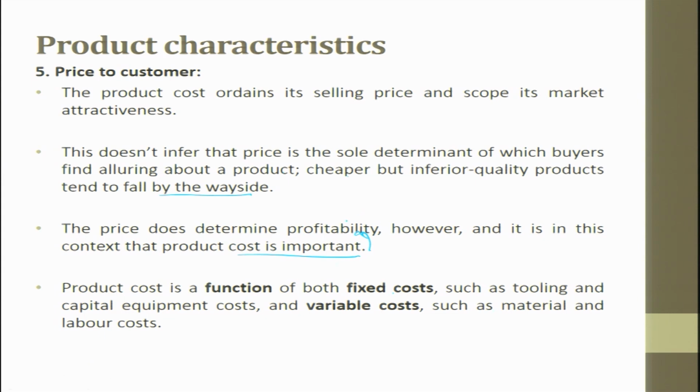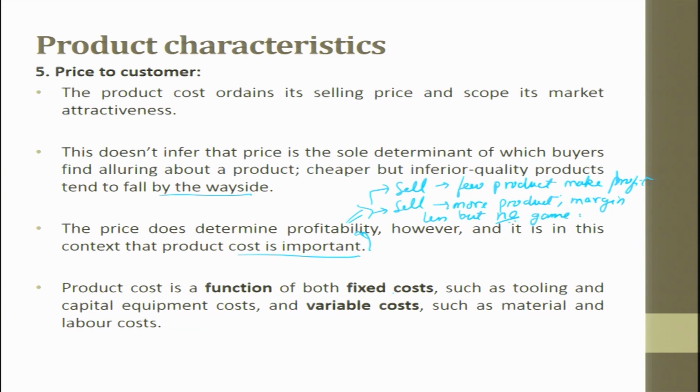There are two ways of gaining popularity. One is to sell few products, make business, make profit. You decide. The next is to sell more products where the profit margin is less, but the number game makes it. So, you can decide how you want to make your profitability.